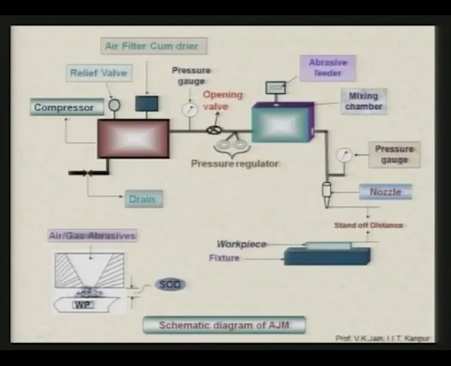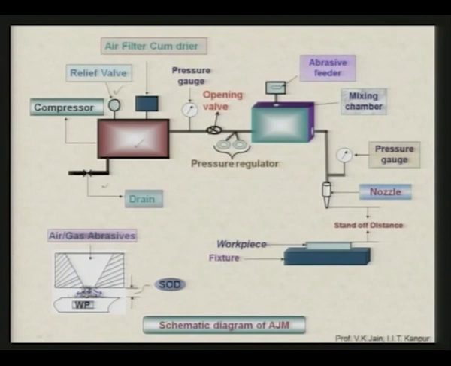There are various elements of the abrasive jet machining setup, as you can see here. There is a compressor which compresses the air to the desired pressure in the reservoir, or you can take it out when there is a high pressure. If you want to reduce the pressure of the air inside the reservoir, then you can use the relief valve to reduce the pressure.